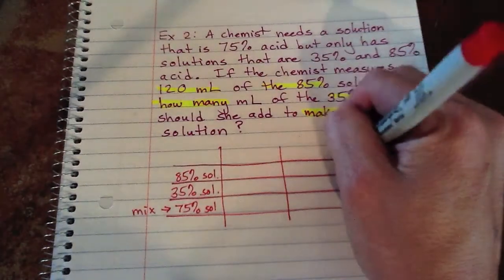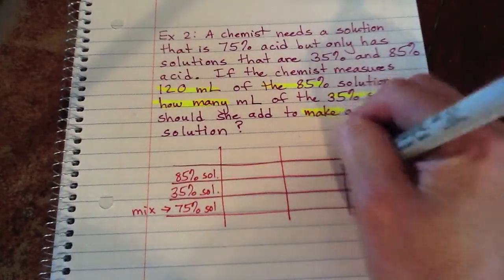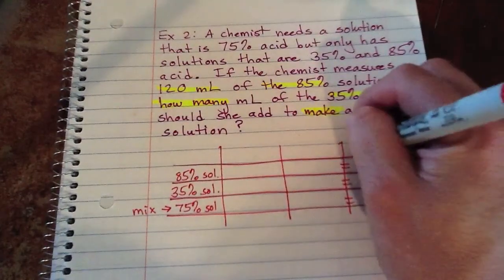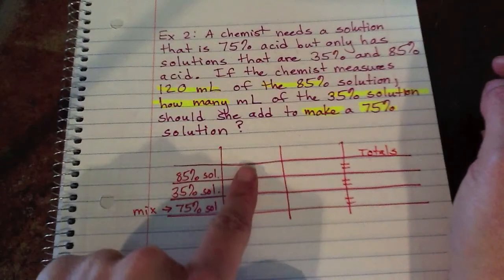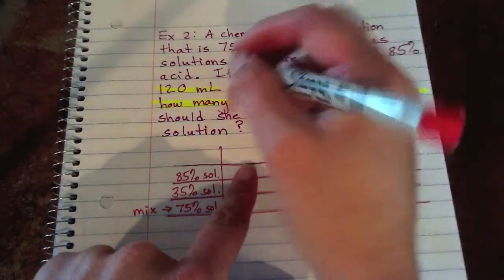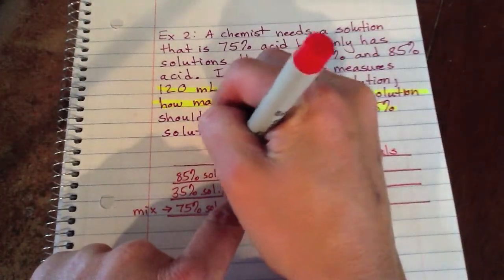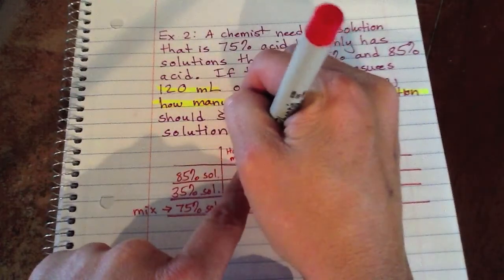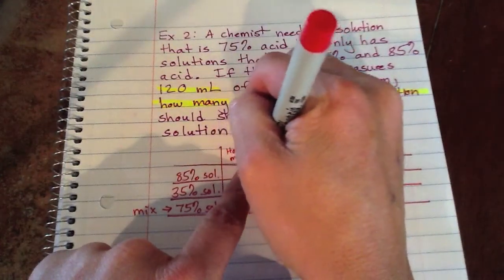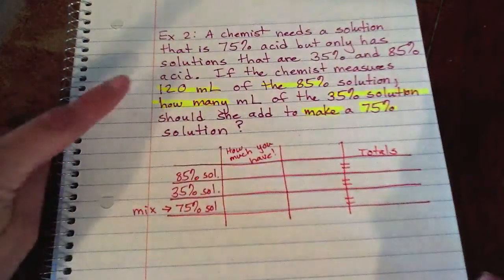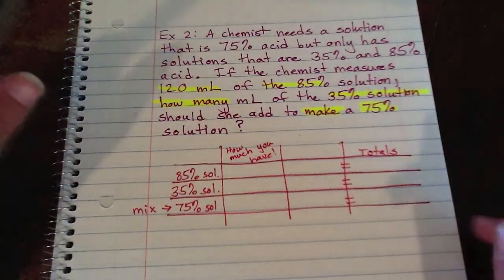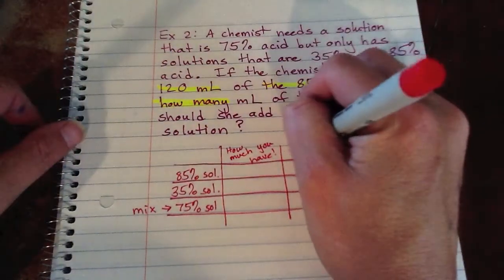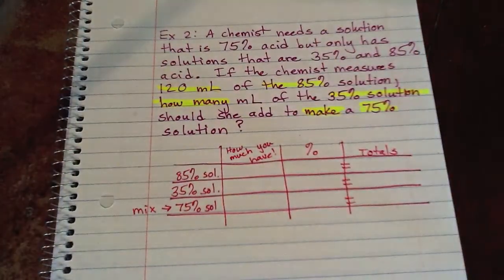So now you're going to set up your 3 columns. Remember, your last column is your totals. This is talking about how much of it you have. So your weight or your volume. This is talking about either your cost or your percent. And in this case, it's a percent. We don't have a cost.